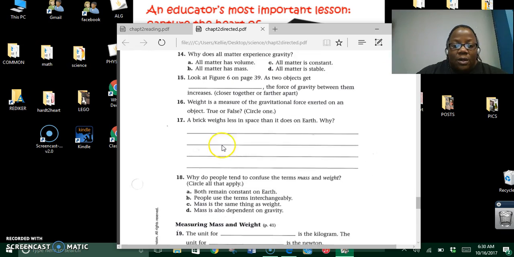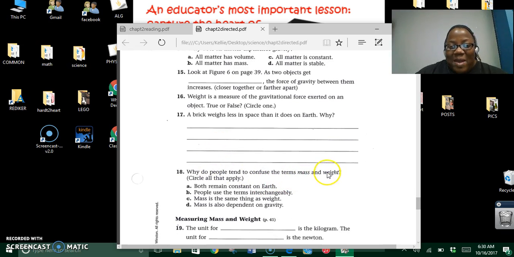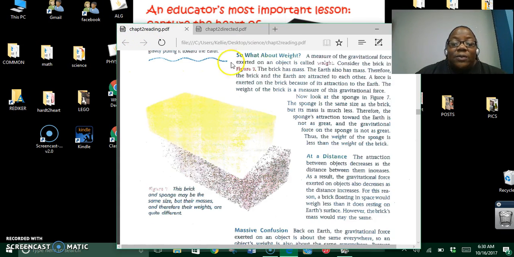Why do people tend to confuse the terms mass and weight? Oh yes, mass is not the same thing as weight. Remember, weight is the actual gravitational force, the force that keeps you on Earth. Mass is how much stuff there is of you, which is different. Think about it that way. So the gravitational force is your weight. Mass is how much stuff there is of you.